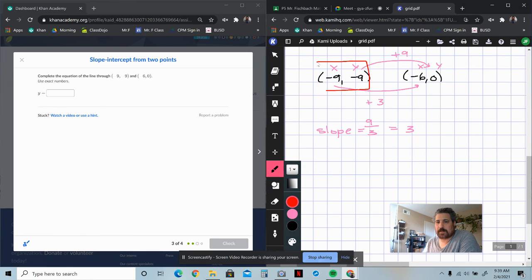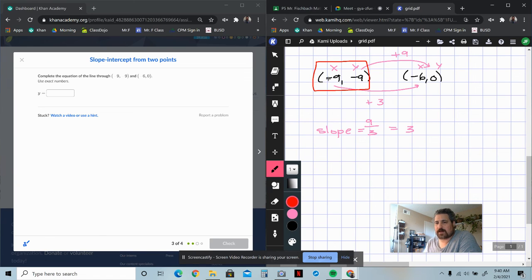You guys ready? So mental math, you'd say, all right, x times 3, plus or minus something should equal negative 9. Let's find out if it is. Negative 9 times 3 is negative 27. What would you add to negative 27 to get negative 9? You'd have to add 18 to that, right?